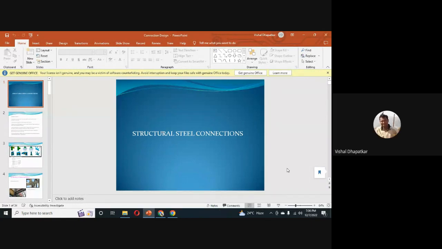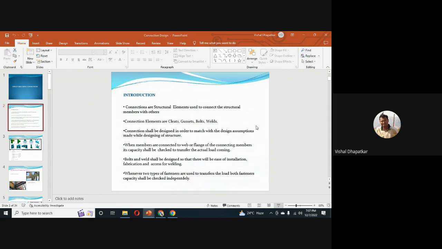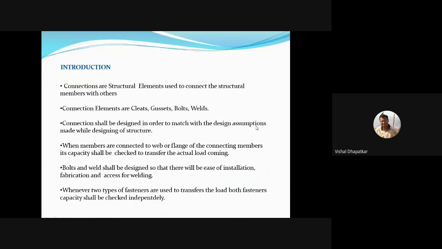So today we will start with the connection design. First we'll go through the theory part, and then we'll see some calculation part for each type of connection. So let's start with the connection. What is the connection? Connections are structural elements that are used to connect the structural members with each other, like beam to column, column to column, again beam to beam you can connect. So whatever element is used to connect these members is called a structural connection element or connecting element.